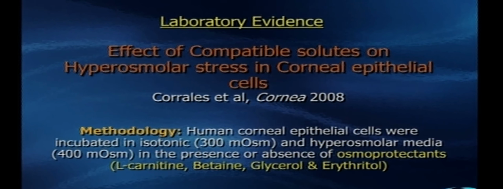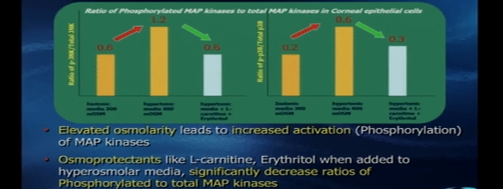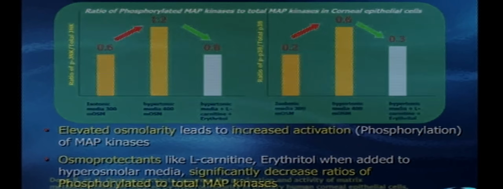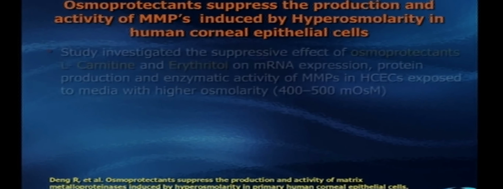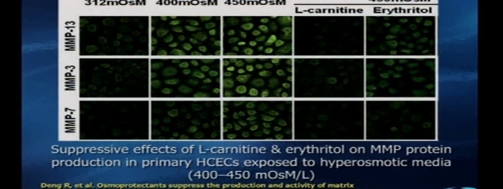The lab studies have shown that these osmoprotectants are very effective. Here there's a study which showed that the activation of these enzymes was reduced in the presence of osmoprotectants like L-carnitine and erythritol. There are more that have shown a reduction in the expression of the enzyme stress at various osmolarity levels when these human epithelial cells are cultured in the presence of these osmoprotectants.